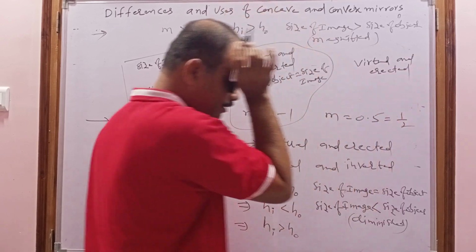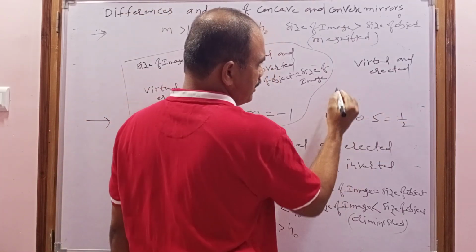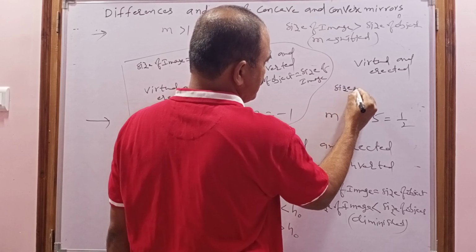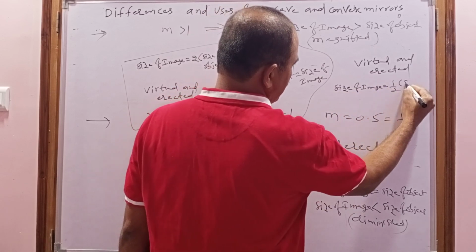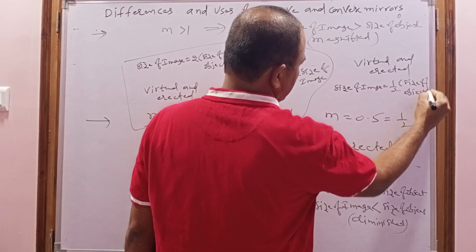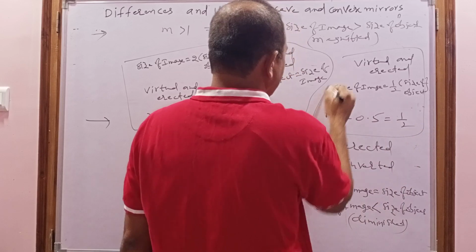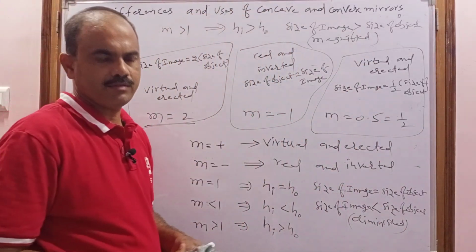And come to the size. What is the size here? 0.5 means what? 1 by 2. And that is, size of image is equal to 1 by 2 of size of object. So this is about m equal to plus and minus having different values.